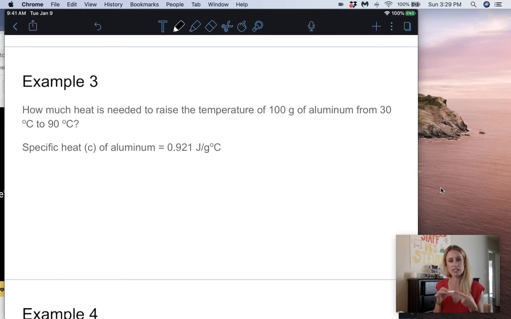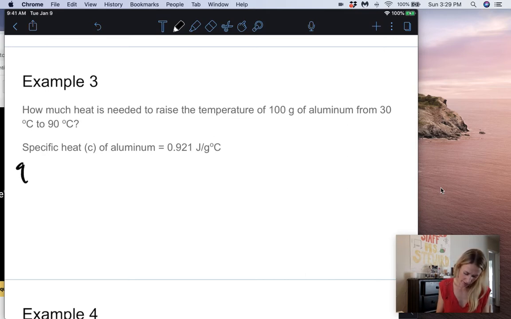Now remember, this specific heat is going to be different for every substance. So something with a higher specific heat requires more energy, more heat in order to undergo the same temperature change as something with a lower specific heat, which would require less heat to undergo that temperature change. So let's see how much heat aluminum requires, and then we can see if it requires more heat or less heat than water did, with the same mass and the same temperature change.